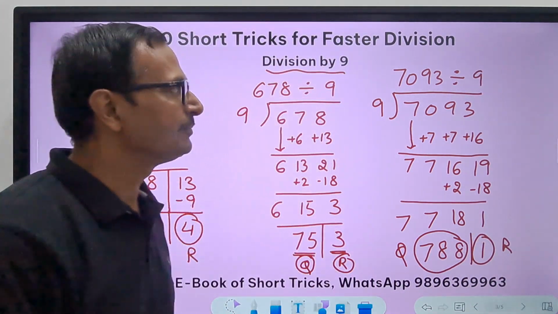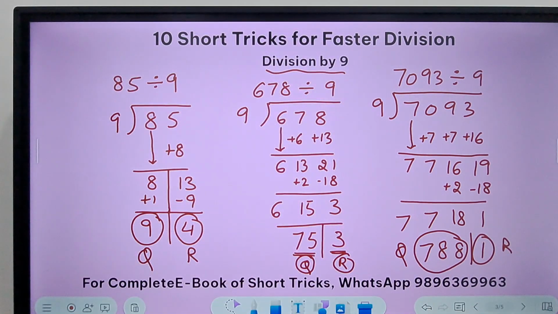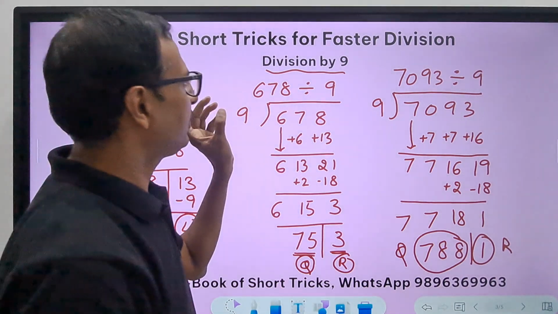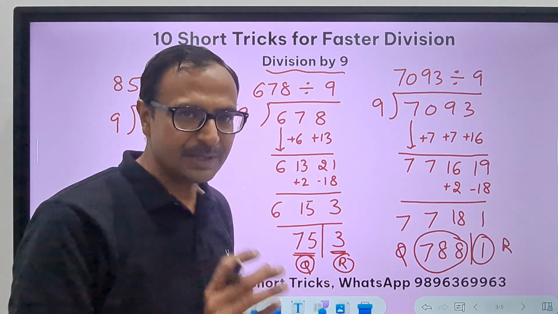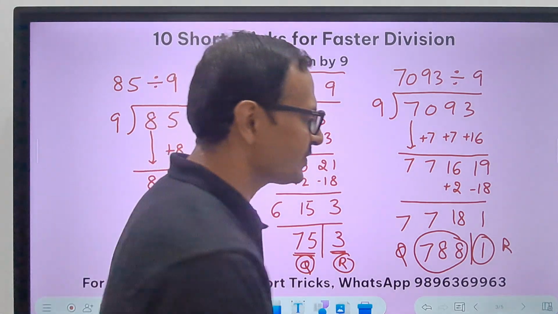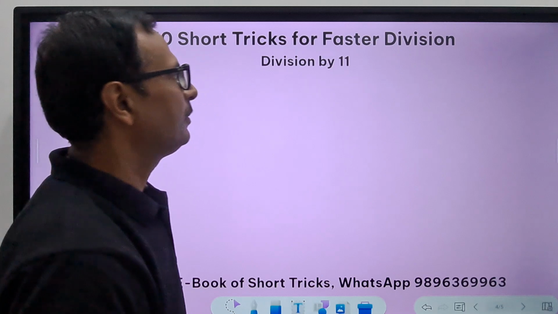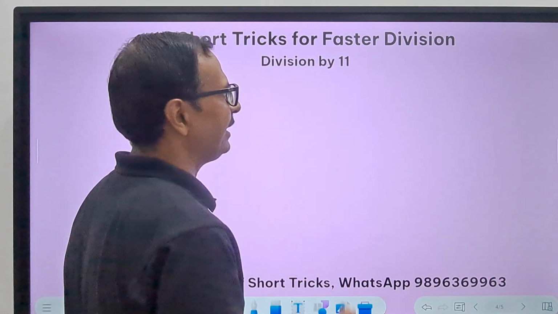Isn't that wonderful? Some special techniques of division, but be really careful that you have to perform this division only by 9. In mathematics nothing works for everything, and that is why you need to be very particular about which number you are dividing by.